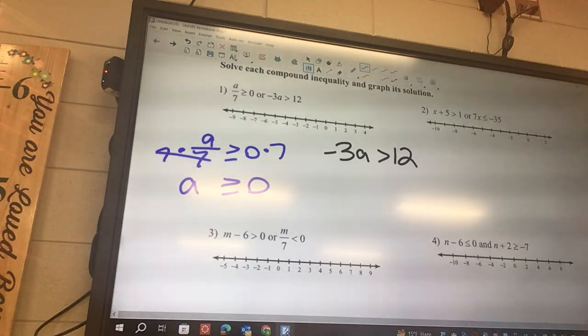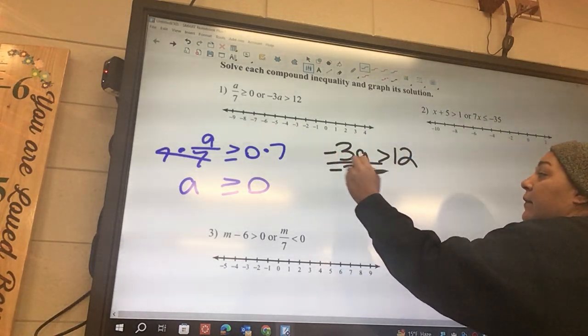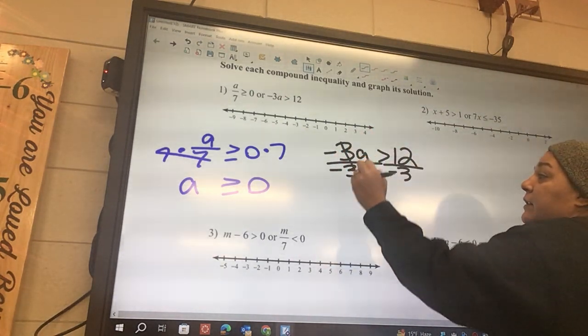Divide by negative 3. Do I need to flip? Yes, I do, because it's negative 3.